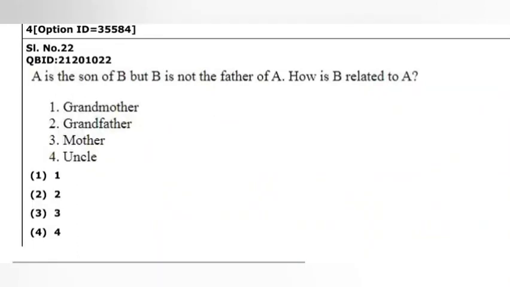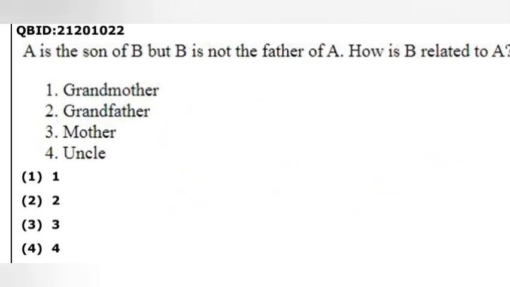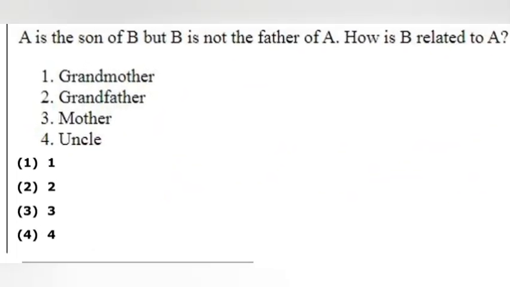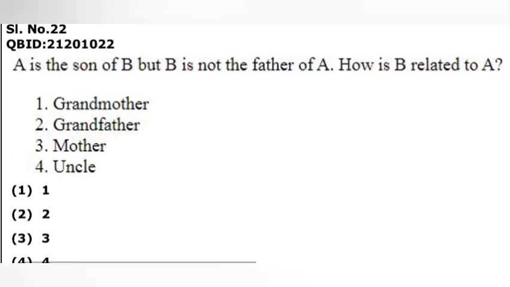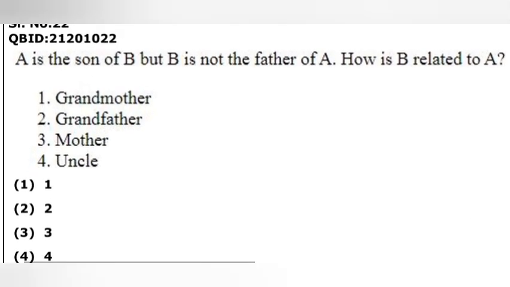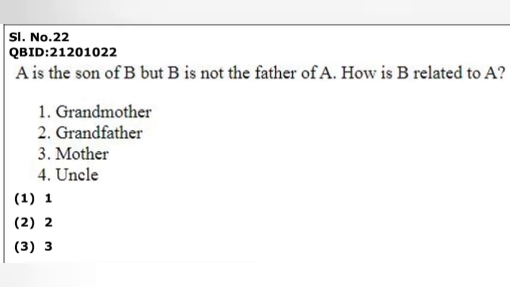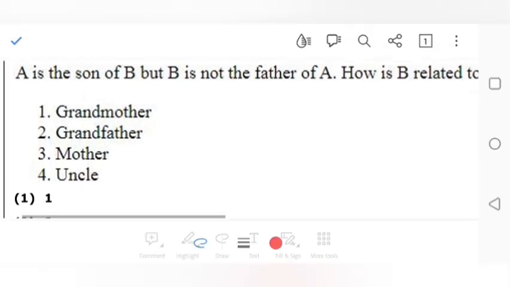22. A is the son of B, but B is not the father of A. How is B related to A? Grandmother, grandfather, mother, uncle. Okay, it will be mother. Mother.